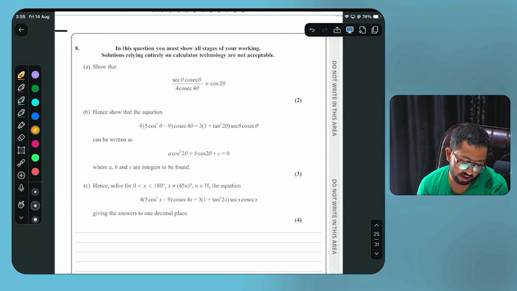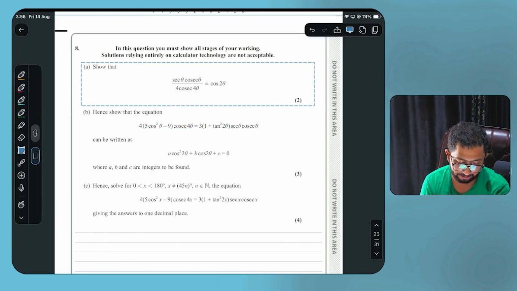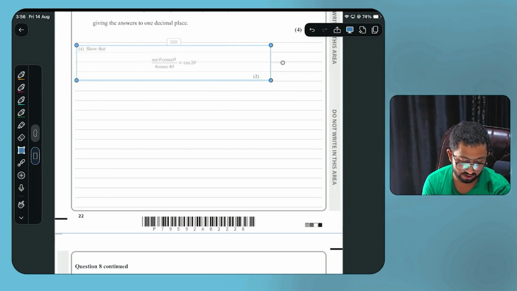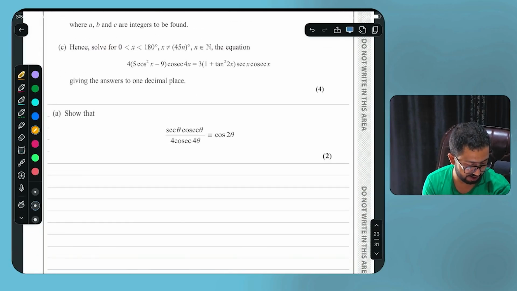Now that question is related with trigonometry. So let's show the first part, which is very easy and straightforward. Everyone can see this is a type 3 of trigonometry in P3. As you can see, that is a symbol of identity. Be careful. So I will take left hand side.